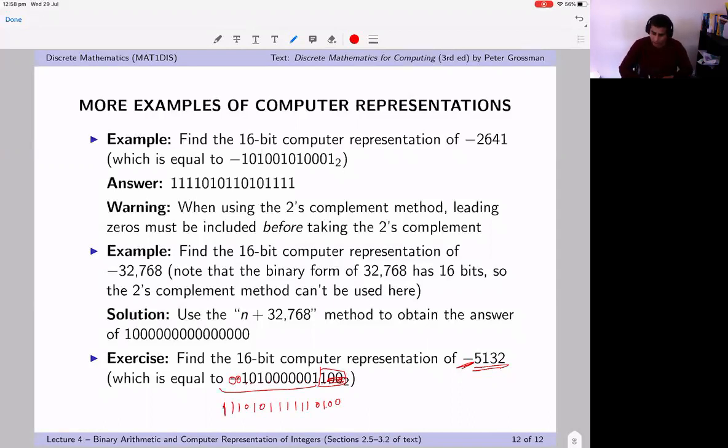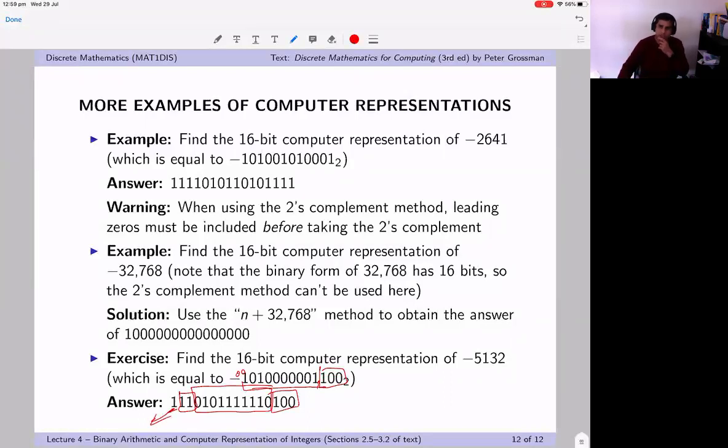So that is my 16-bit computer representation of negative 5,132. As you can see, 100 is the same as 100, and the rest of the numbers are switched until that. And since it was 13 bits, I had to put 2 zeros there, and those 2 zeros become 1, 1. And this first one is the sign bit to say that it's a negative number.